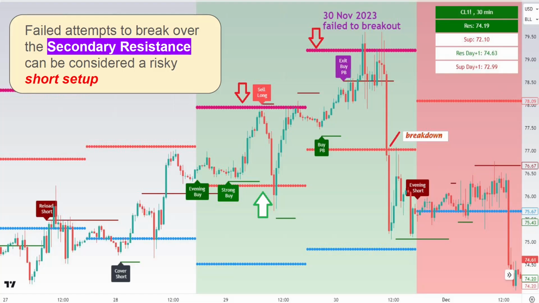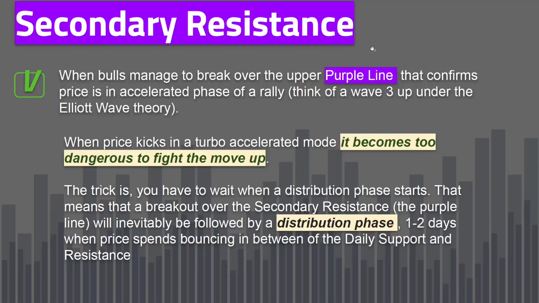Failed attempts to break over the secondary resistance, the purple line, can be considered a risky short setup. You see, price went up here to the purple line, it stopped, turned down, a short setup, another test, and the second test normally has better chances to break out, but it couldn't. Here you could short, but soon enough you would get a long setup, and it started another trip higher, another multiple test of that purple line. Bulls failed to break out, and that was a short setup.